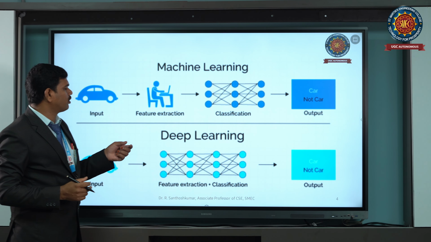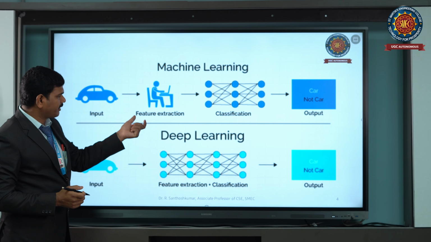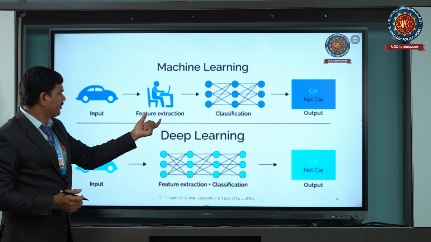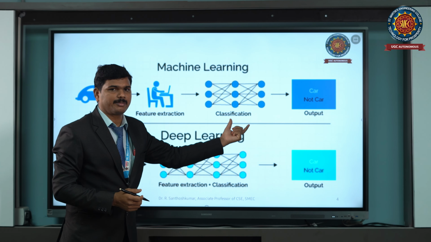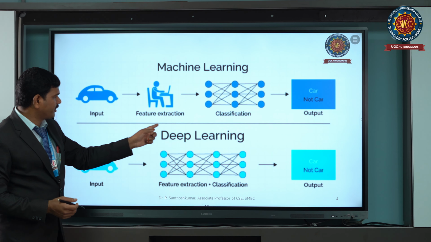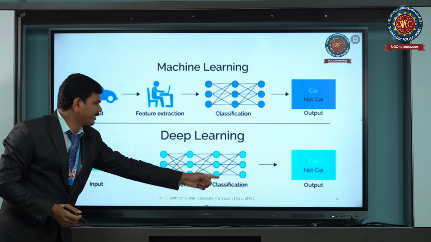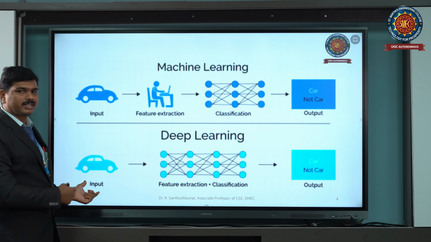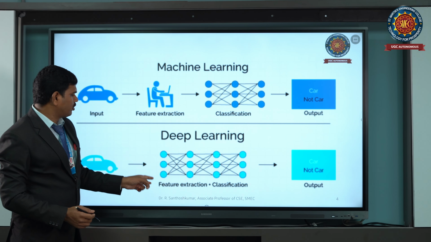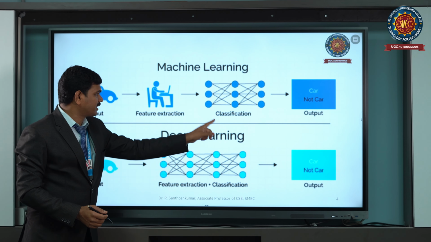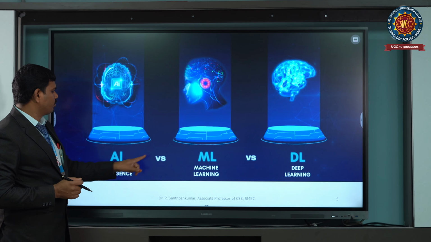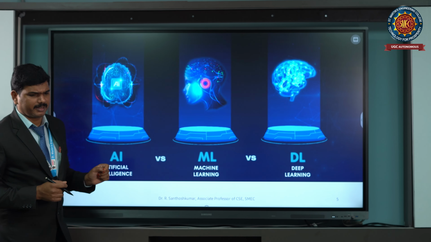See here, one more thing we have discussed in the previous slide. If it is machine learning, the input image will be there, the feature extraction part will be there, classification will be there, then output. Then coming to deep learning, the only difference is that feature extraction and classification take part in the same part. So there are three parts only: input, feature extraction plus classification, and output. To combine feature extraction and classification in the same part, we have to move with deep learning.